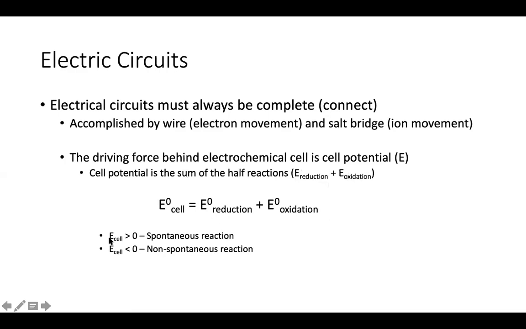If the cell potential, or E value, of the cell is greater than 0, so if it's a positive value, that's going to indicate that the full redox reaction is spontaneous and favorable. If the E value, or the cell potential value, is negative, so if it's less than 0, that's going to be a non-spontaneous and non-favorable reaction.